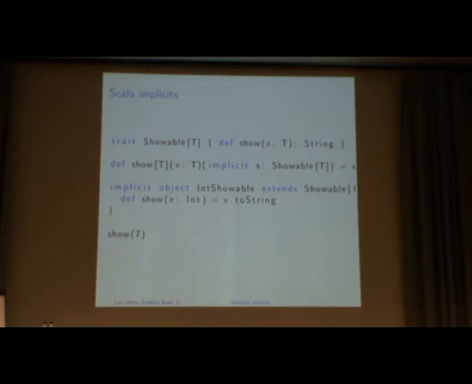What we're defining is a type Showable, and then a show function, which takes an implicit argument s of type Showable[T], where T is the type of the other argument, and then calls the show method from the Showable argument. We can define this implicit object, IntShowable, to show ints. Then when we call show on an integer, it looks up the scope, sees this IntShowable, and passes that as the argument s for show.